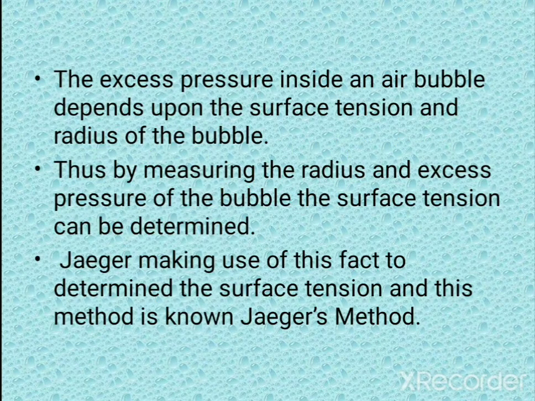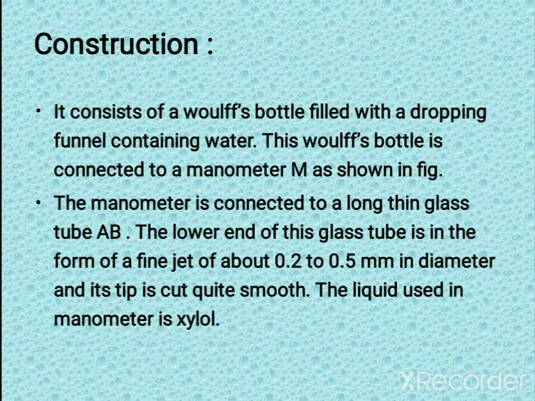See, the excess pressure inside an air bubble depends upon the surface tension and radius of the bubble. Thus, by measuring the radius and excess pressure of the bubble, the surface tension can be determined. Jaeger made use of this fact to determine the surface tension, and this method is known as Jaeger's method.